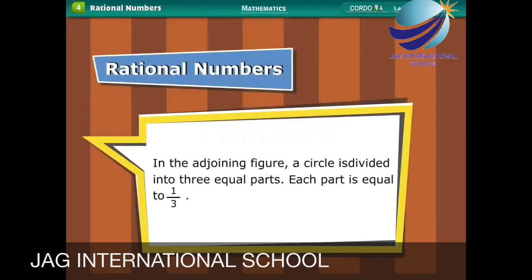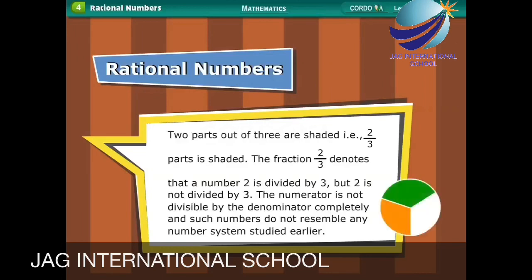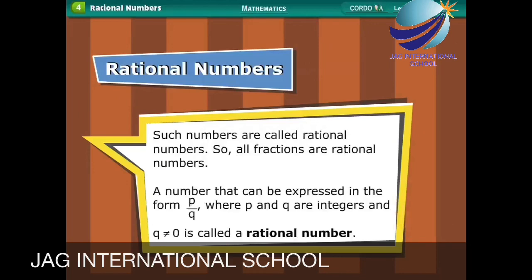In the adjoining figure, a circle is divided into 3 equal parts. Each part is equal to 1 upon 3. 2 parts out of 3 are shaded. That is, 2 upon 3 parts is shaded. The fraction 2 upon 3 denotes that the number 2 is divided by 3, but 2 is not divisible by 3. The numerator is not divisible by the denominator completely, and such numbers do not resemble any number system studied earlier. Such numbers are called rational numbers.